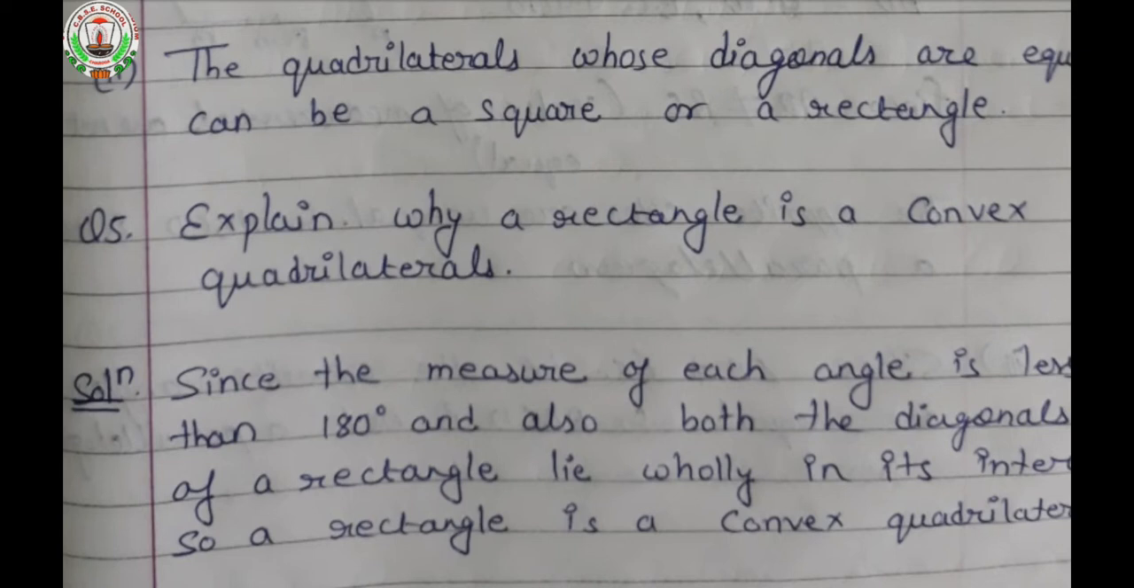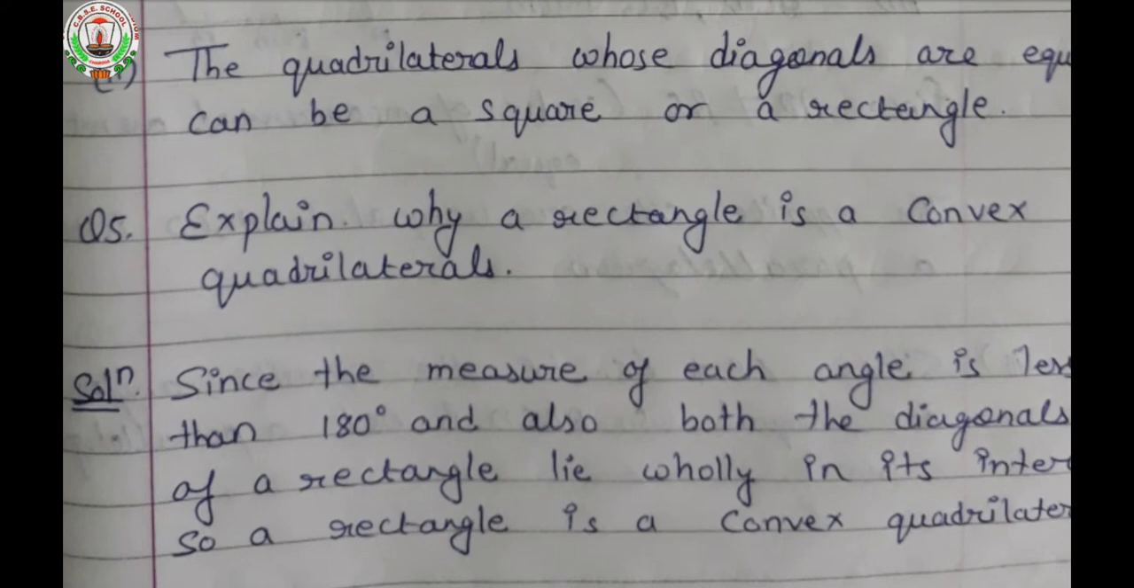Also, both the diagonals of a rectangle lie wholly in its interior. Interior means we have a rectangle with two diagonals, and those two diagonals are drawn inside the figure. That's why it is said that both the diagonals of a rectangle are completely drawn in the interior of the figure. So a rectangle is a convex quadrilateral.